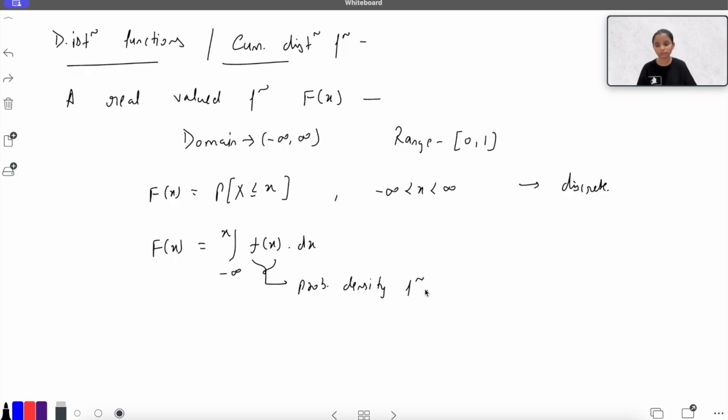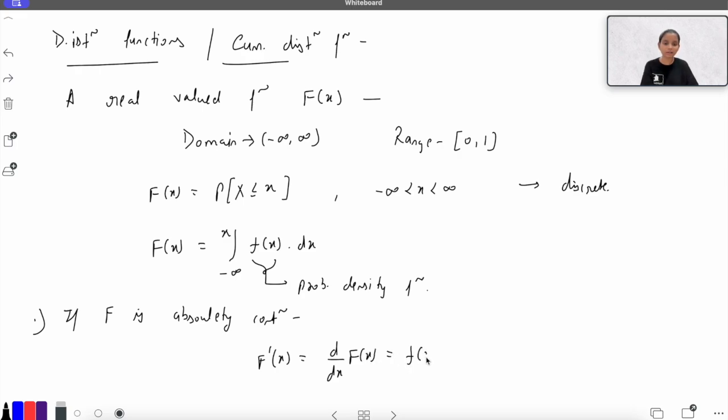Now let's discuss some properties. If your function F is absolutely continuous, then you can find the probability density function by differentiating the distribution function. That is, F'(x), which is d/dx of F(x), gives you the probability density function, which will be greater than or equal to 0.